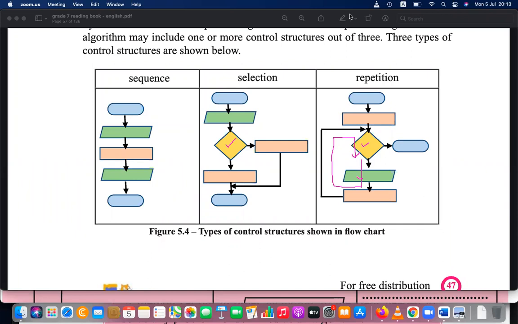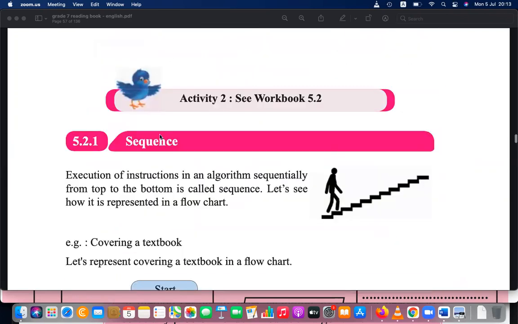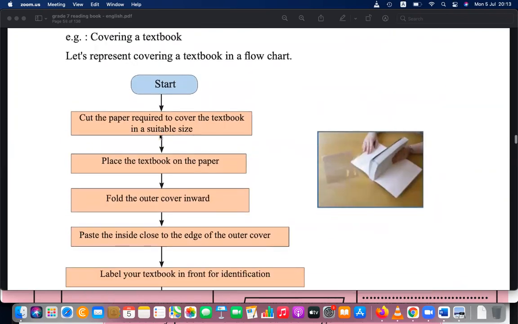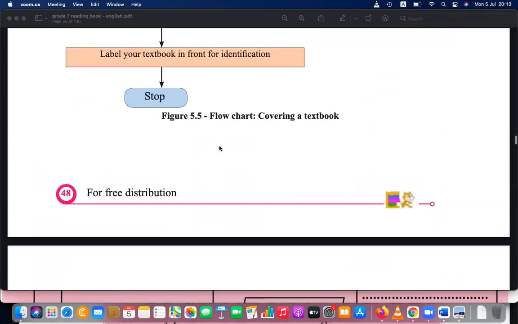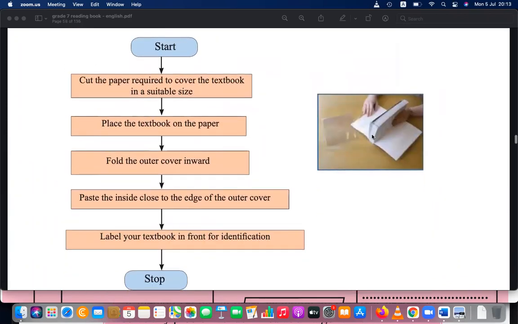Then let's go to the next one. In the next stage, we learn how this sequence is executed. So steps are executed. For example, how you put a cover on a book. Maybe different styles in different schools, maybe different cover styles, different cover colors. But still, it is a sequence.